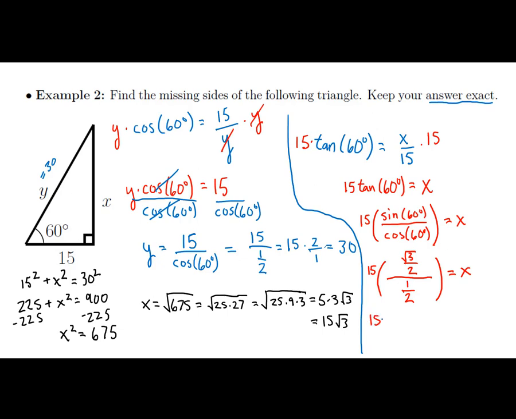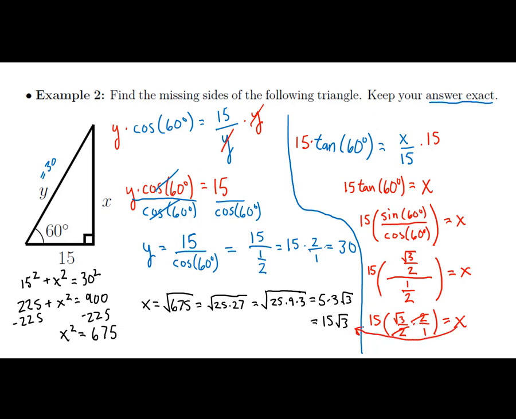But that's just going to be 15 times square root of 3 over 2 times the reciprocal of the denominator, 2 over 1, is equal to x. And then I can see those 2's canceling, and so of course I get 15 root 3, just like I did over here.